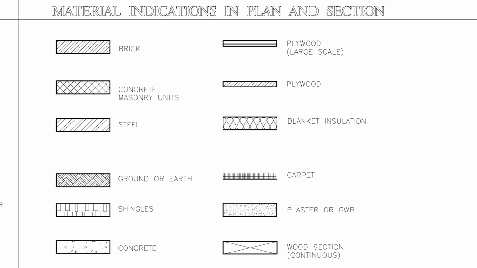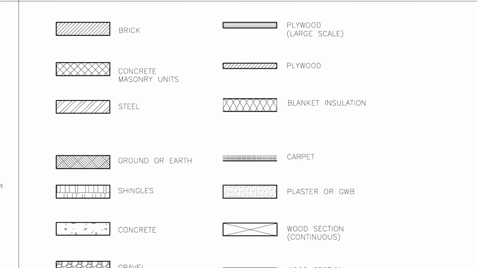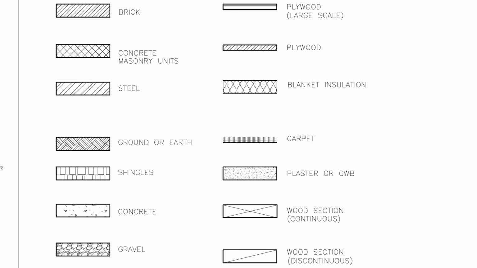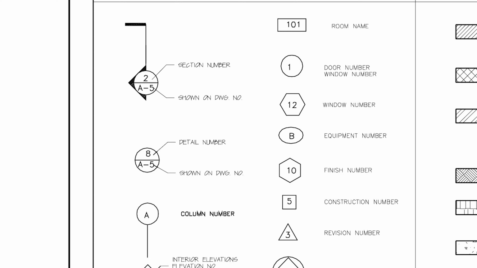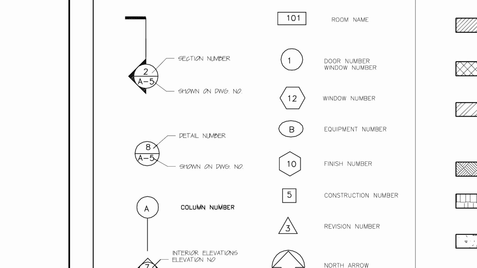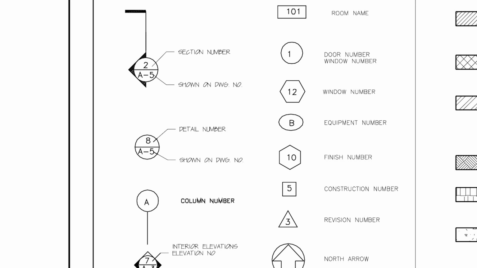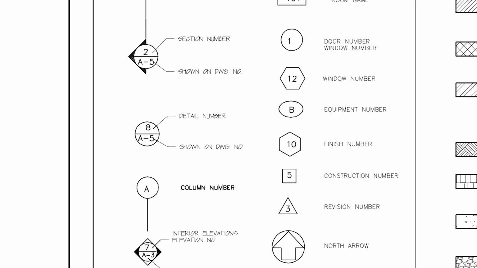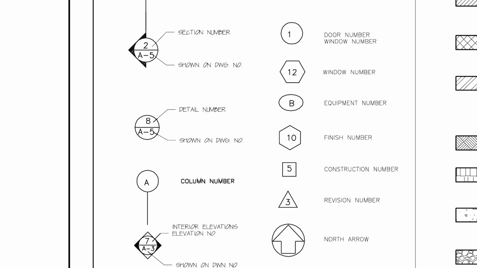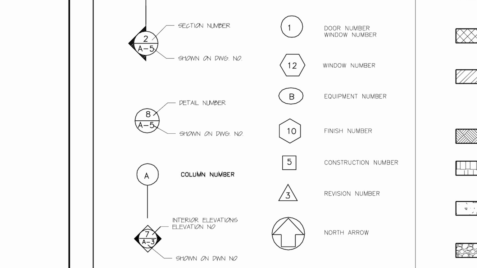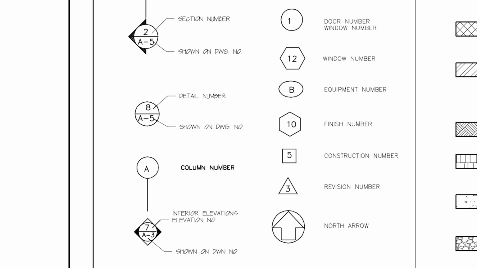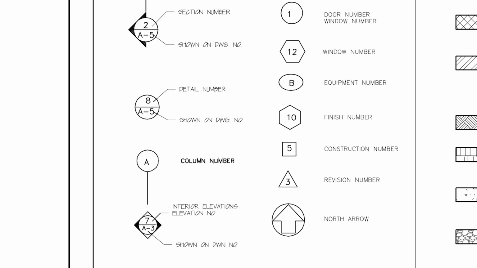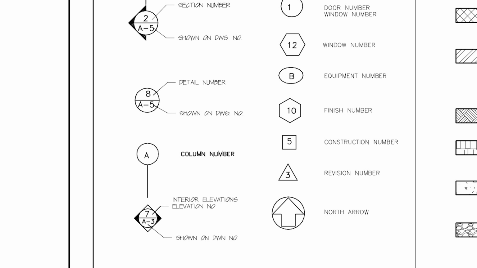But you also have symbols to show what each material is, and symbols for the drawings showing different details. For example, this shows the north arrow. And this shows, when you have a section or detail, where it is shown on the drawings, so you can easily find it. And there are so many other symbols for doors, for windows, for wall sections, and so forth.